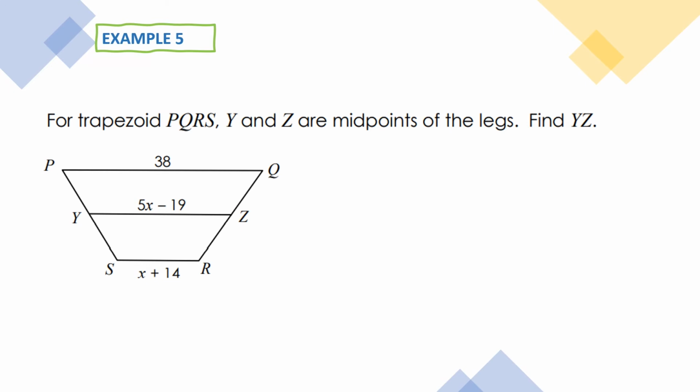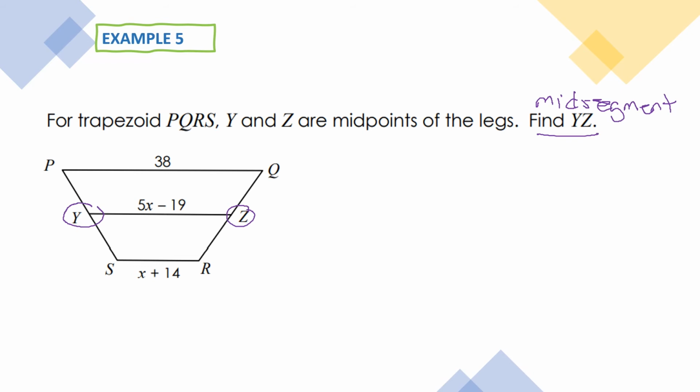Let's take a look at this example here. It says for trapezoid PQRS, Y and Z are midpoints of the legs. Find YZ. So our legs are PS and QR. If Y and Z are midpoints, that would make line YZ the mid-segment. So basically, in order to solve this problem, we're going to add PQ and SR and divide by 2. So to find the mid-segment, you're basically adding your bases and dividing by 2.